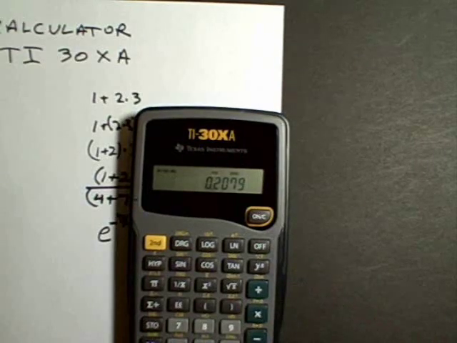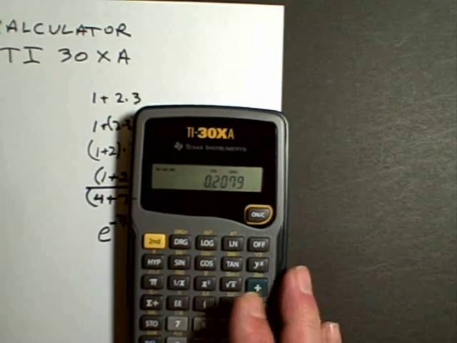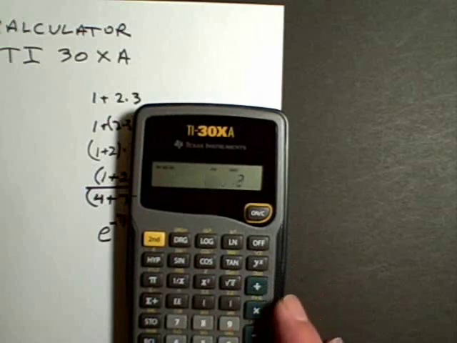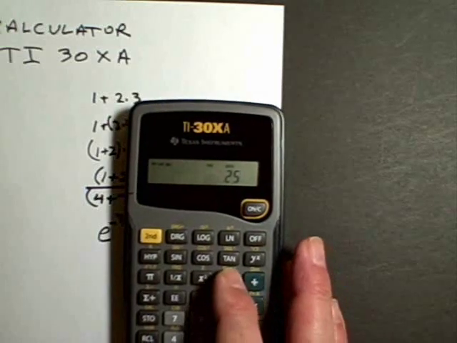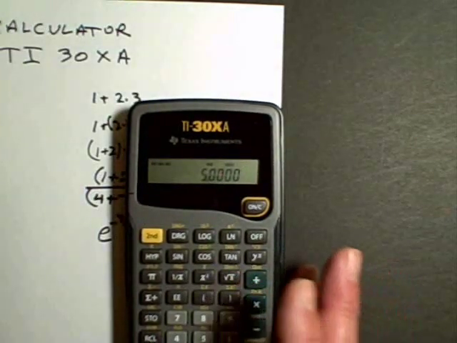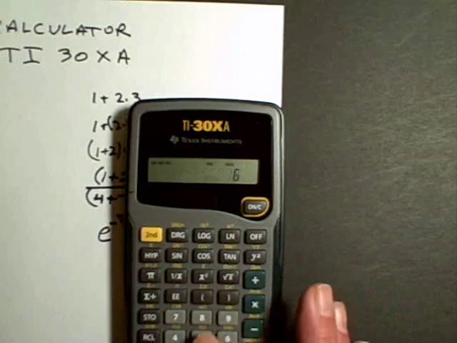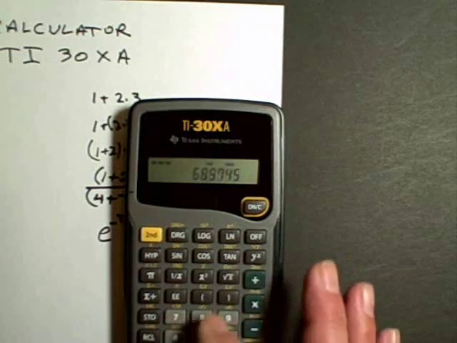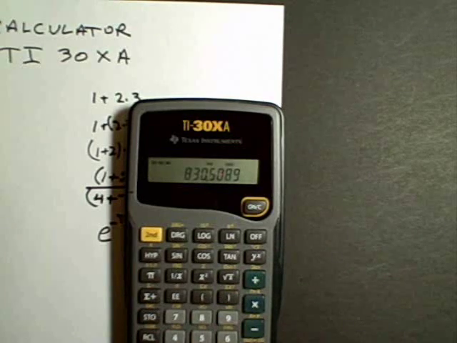Now, there are some special keys that you use occasionally that are nice to have. There's a square root key, so if I take 25 and hit the square root key, that'll give me 5, which of course we know is the answer. But now I can take any number. 6, 8, 9, 7, 4, take the square root, and there's the square root. 830.5. I'll fix that to 1 decimal place.